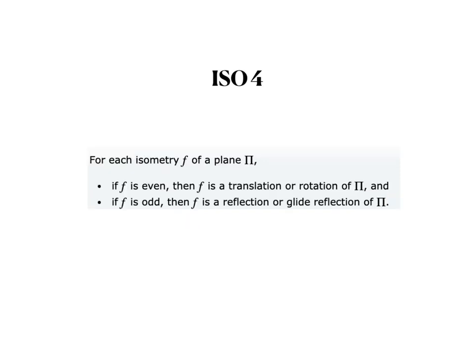ISO 4 is actually very helpful to us. It minimizes the types of isometries that exist. So for each isometry f of the plane pi, if f is even, then f is either a translation or a rotation. If f is odd, then f is either just a reflection or it's a glide reflection.